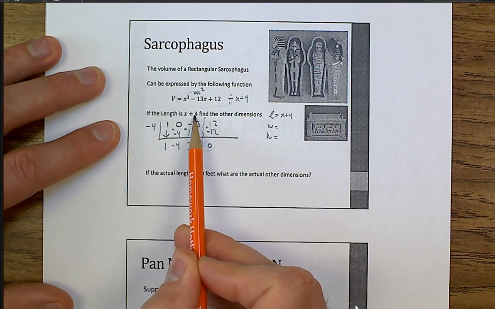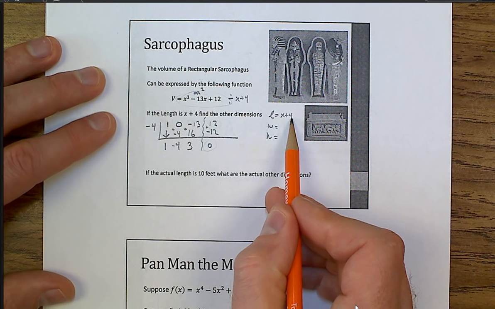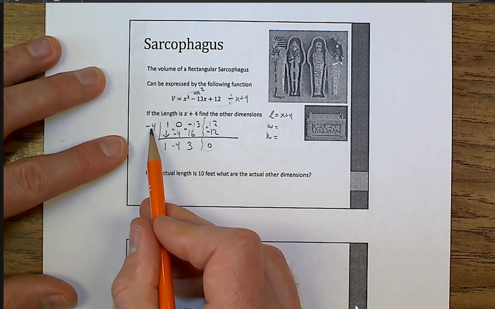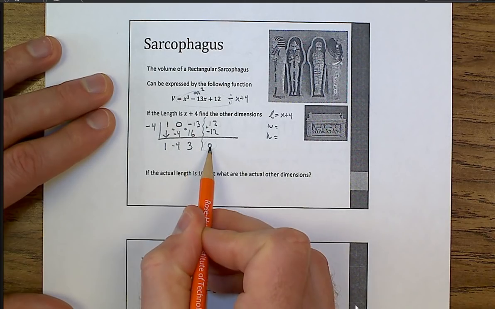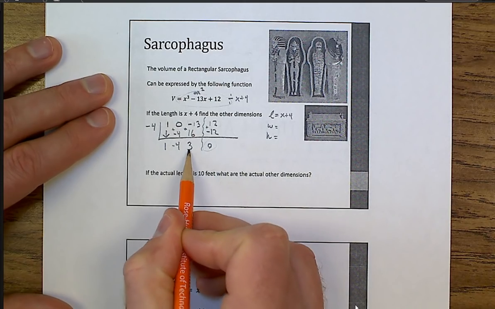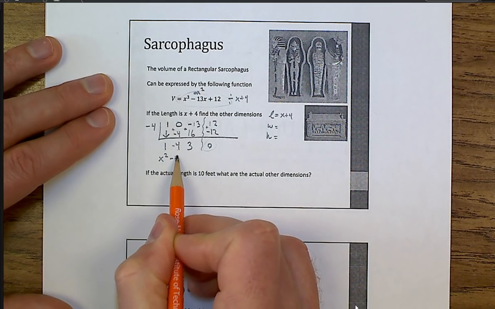Now we know x plus 4 is a factor because it tells us that. It says if the length is this, find the other dimensions. So we know x plus 4 is a factor, which means that x equaling negative 4 is a 0. But look what we have left over. Remainder 0. This is your constant. This is your x. This is x squared. So this can be written as x squared minus 4x plus 3.